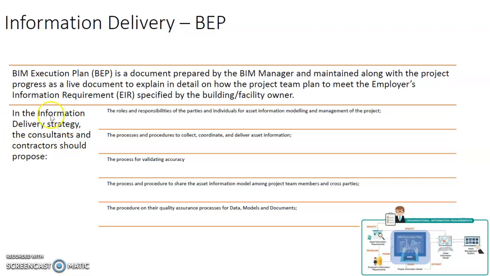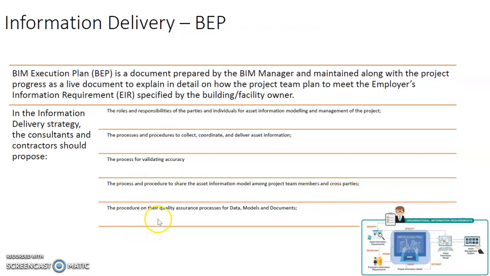So in the information delivery strategy, the consultants and the contractors should propose the following. At least you will define the roles and responsibilities of the parties and the individuals for asset information modeling and the management of the project. You define the processes and procedures to collect, coordinate, and deliver asset information. You define the process to validate the accuracy of the models. You define the process and procedure to share the asset information model among the project team members and the different parties.